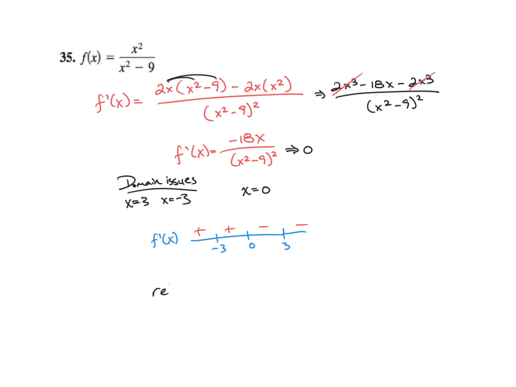So I have a relative max at 0, comma, something. How do I get that something? I substitute back into the original. So what do I get? I get 0 over -9, which is 0. And so why was it a relative max? Because why? F prime changed from positive to negative.